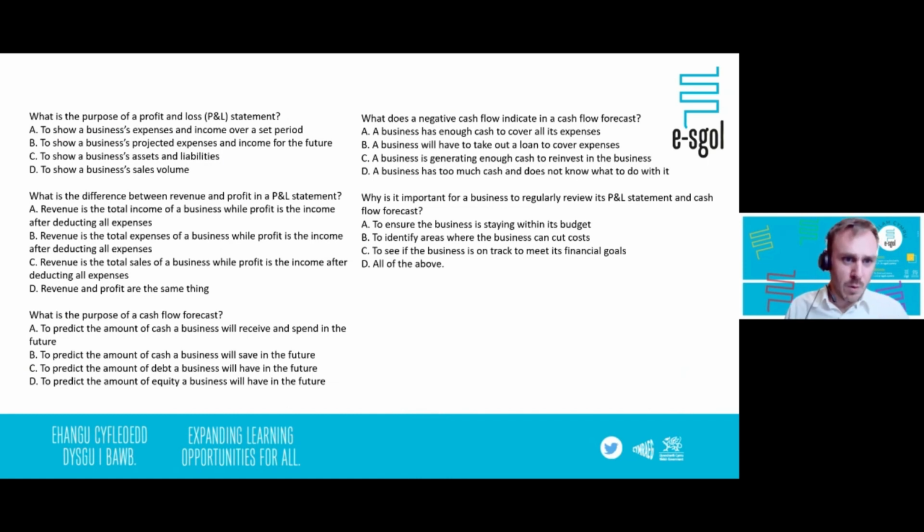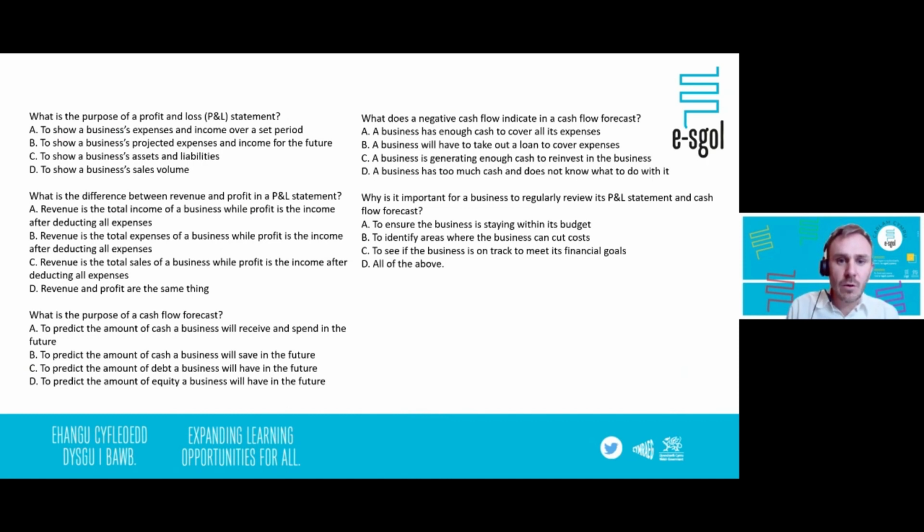Okay, so the purpose of a profit and loss account would be to show businesses' expenses and income over a period of time. What is the difference between revenue and profit? It'll be the total income of a business, whilst profit is the income after deducting all expenses. So you're trying to determine between what revenue and profit is. What is the purpose of a cash flow forecast? To predict, in this case we're using the term predict, the amount of cash a business will receive and spend in the future.